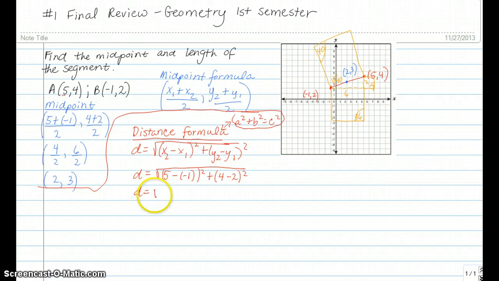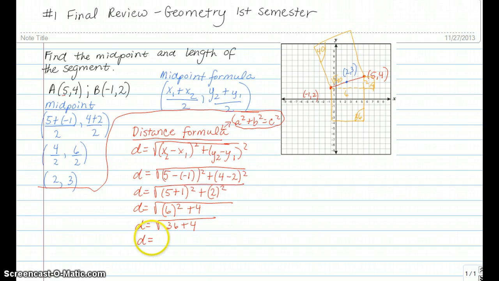So d equals the square root of, now I want you to use the subtraction rule in these. So it's going to be 5 plus 1 squared plus 4 minus 2, which is 2 squared. So d equals 5 plus 1 is 6, so square root of 6 squared. 2 squared is 4, so plus 4. d equals square root of 36 plus 4. d equals square root of 40, which is exactly what we thought we would get, the square root of 40.